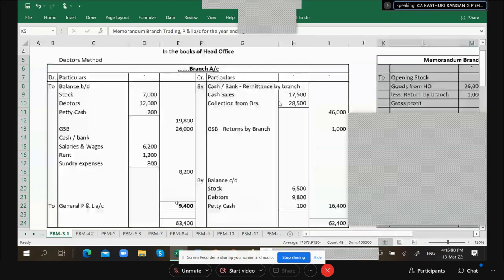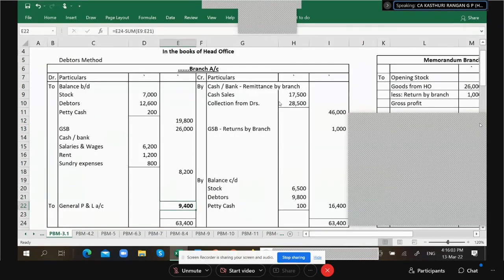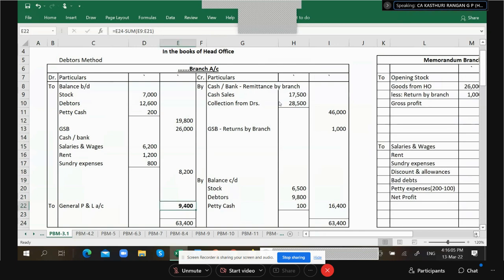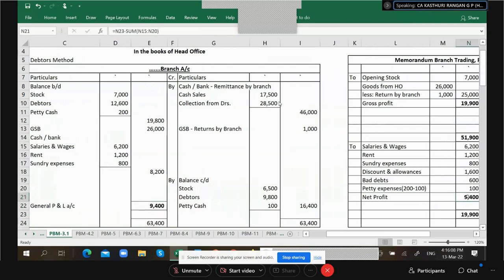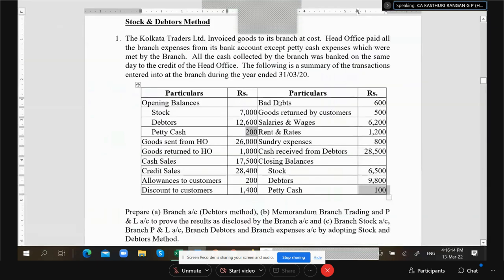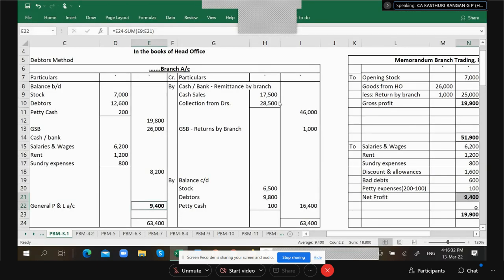So whether you follow Debtors method or you follow memorandum method, the profit is the same. That is what we learned from this problem. See, what does the problem say? Prepare branch account Debtors method, and memorandum branch trading P&L to prove the results as disclosed by the branch account. So in both methods, the profit should be the same. Have we proved it or not? Yes, both methods, the result is 9,400 profit.